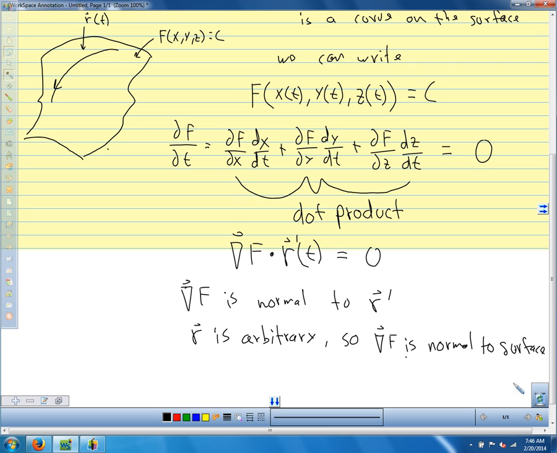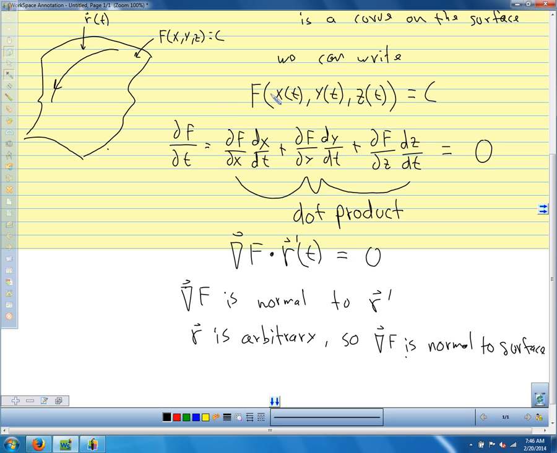So our gradient is normal to our surface. At any particular point, we can take the gradient, and it's going to be normal to our surface at that particular point. So, questions about what we did here.